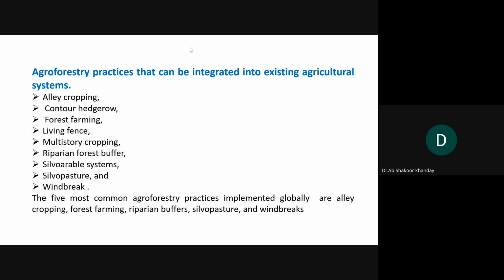So there are basic agroforestry practices that can be efficiently integrated into the existing agricultural systems. And what are those practices? They're alley cropping, contour hedge growth, forest farming, living fence, multi-story cropping, riparian forest buffer, silvo-arable systems, silvopasture, and windbreak. The five most common agroforestry practices implemented globally are alley cropping, forest farming, riparian buffers, silvopasture, and windbreaks.